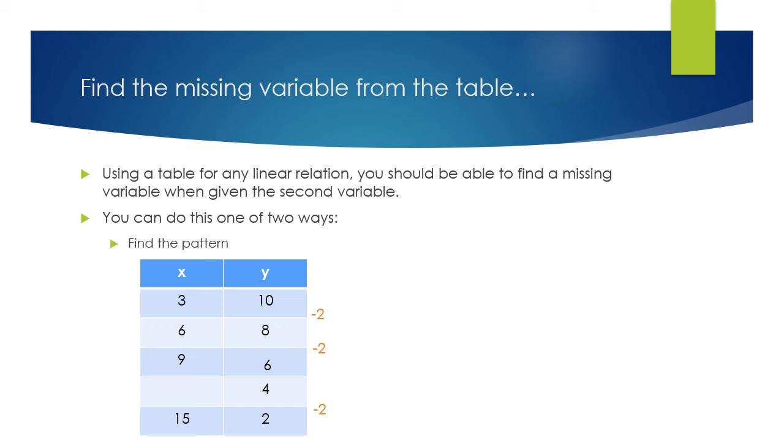I can do that over in the X column, the independent variable as well. If I look at the first two, I see that I'm going up by 3. So 3 plus 3 gives me 6. 6 plus 3 gives me 9. So why don't I just add 3 again, and 9 plus 3 gives me 12. So if you can figure out the pattern, you don't really need to find the equation unless you're asked to.